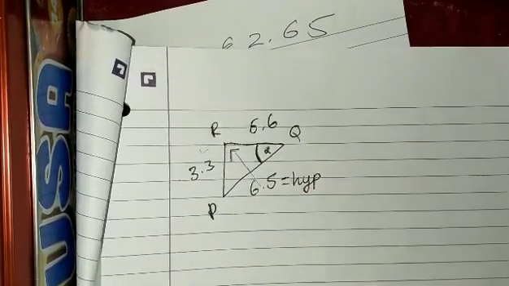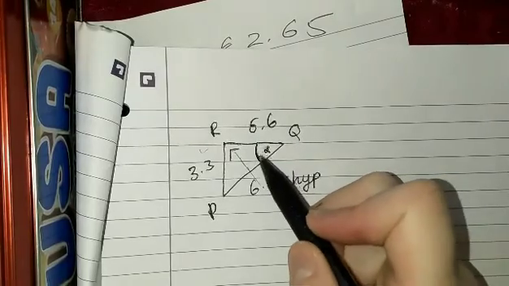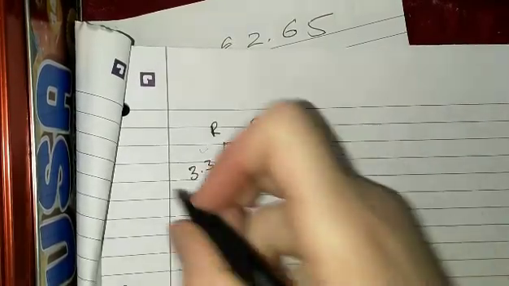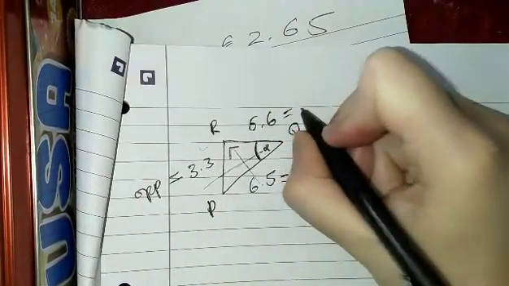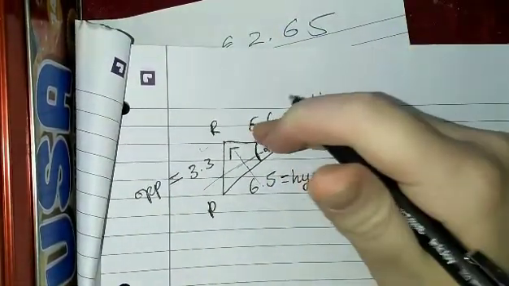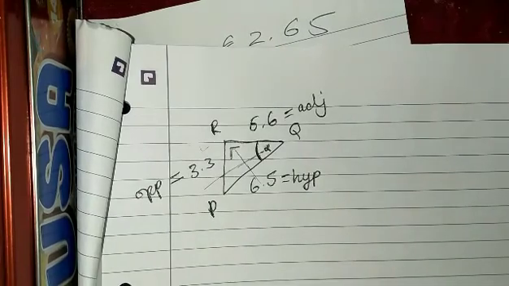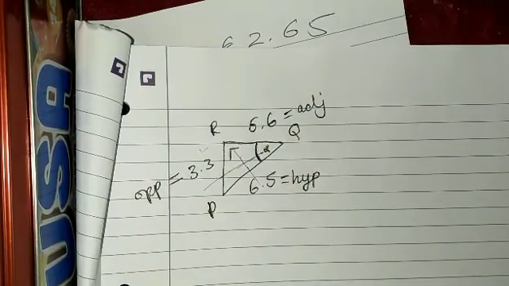Then the opposite is going to be the side opposite the angle we're talking about. So this is the angle we're talking about, so this here is going to be the opposite. And then the adjacent will be the one that's left, the one that's beside the angle, but not the hypotenuse.